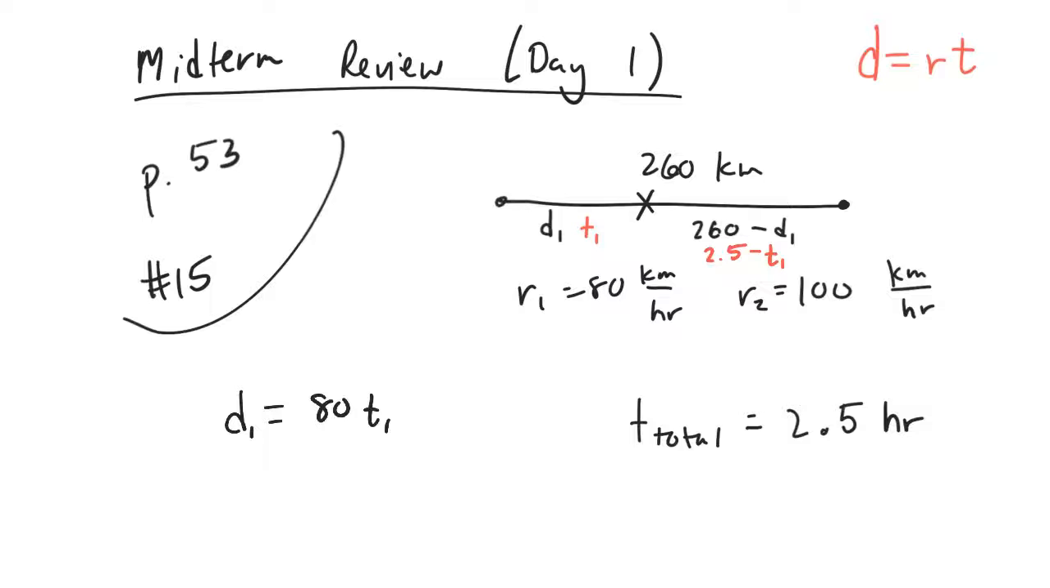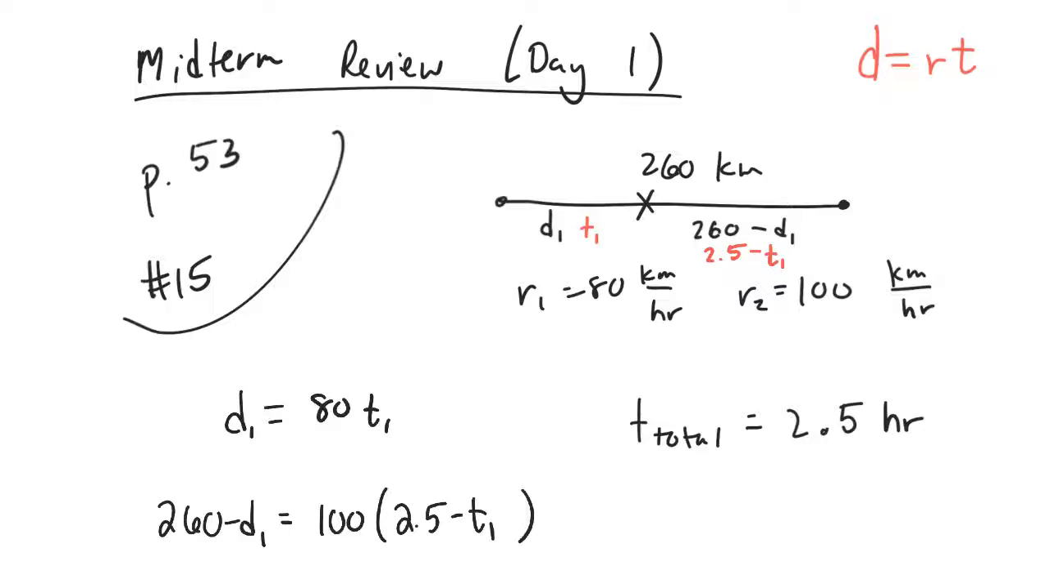Second leg of the trip, what would that state? What would the formula for the second leg of the trip be? And don't use d2. Use what we have written on the diagram. Go ahead. How's that? 260 minus d1 equals 100 times 2.5 minus t1. Good. Times the quantity 2.5 minus t1.